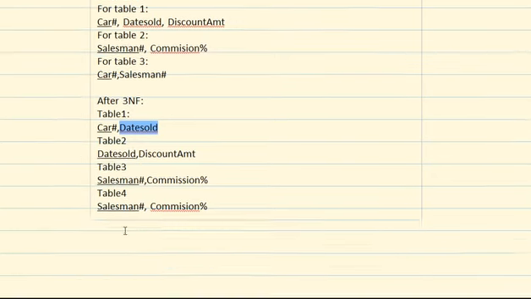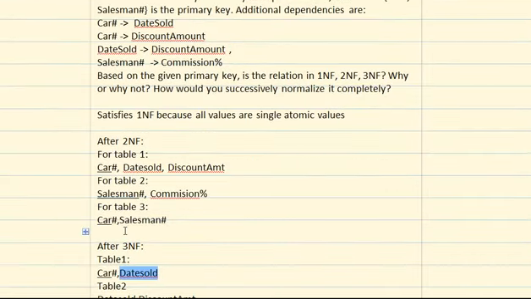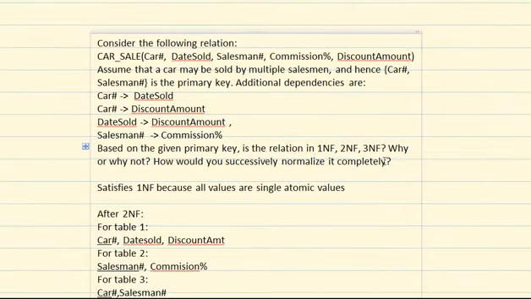So I hope you understood normalization concepts. This is a basic concept. I hope you can solve questions like these if they come.